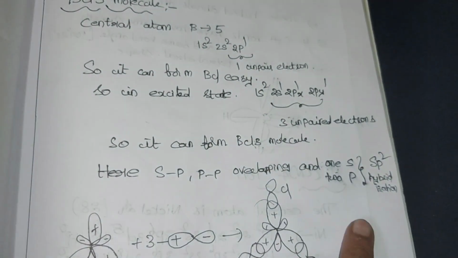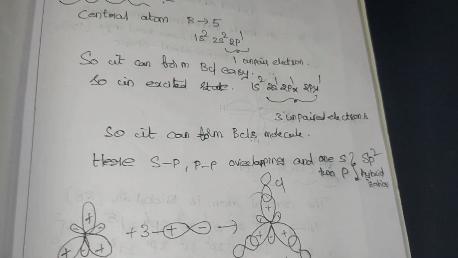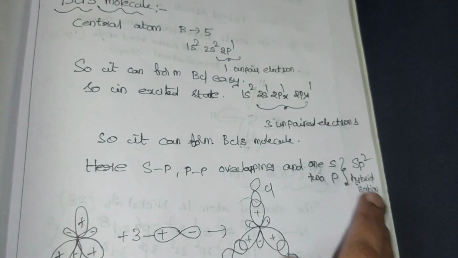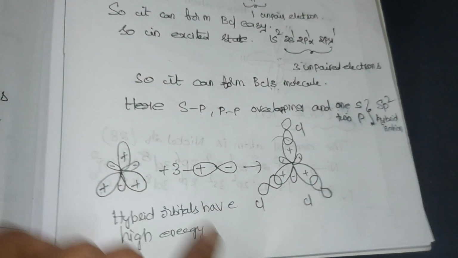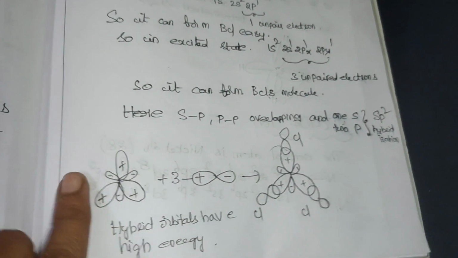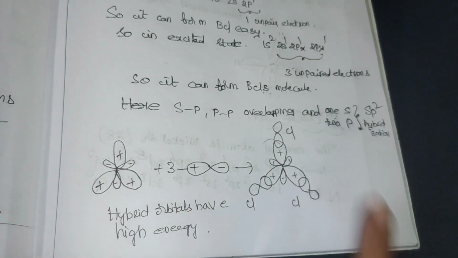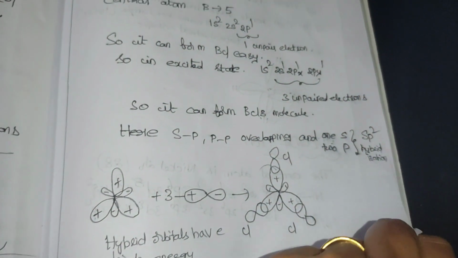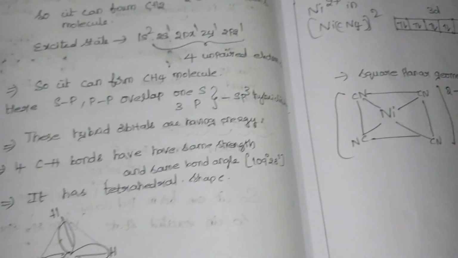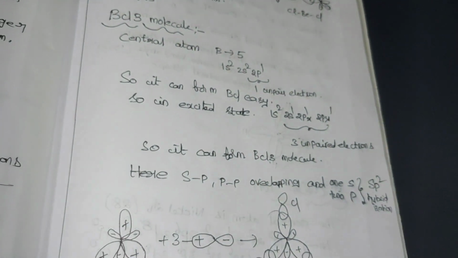So what type of overlap can we see here? 2 types of overlap, sp and pp overlap. One s and 2 p's are involved in it, so it is sp2 hybridization. We can see here 3 chlorine atoms with one central boron. So it will form BCl3 molecules, the hybrid orbitals will have high energy, and its shape is triangular.